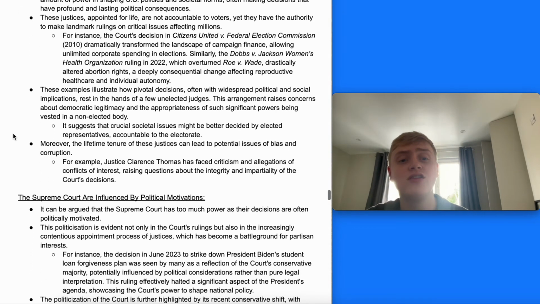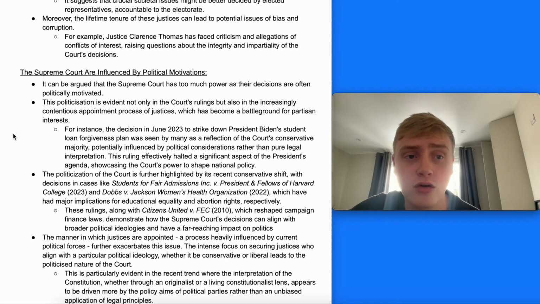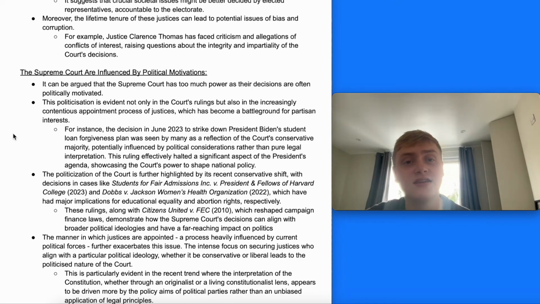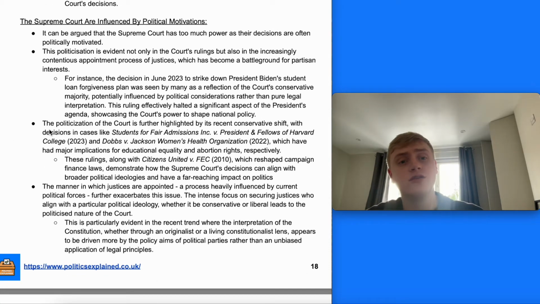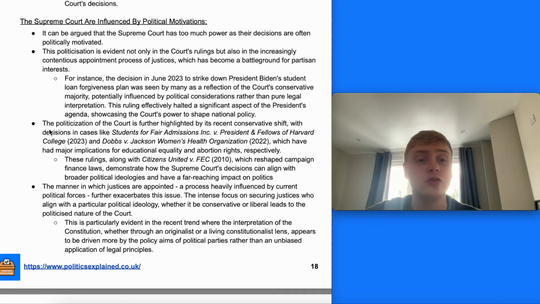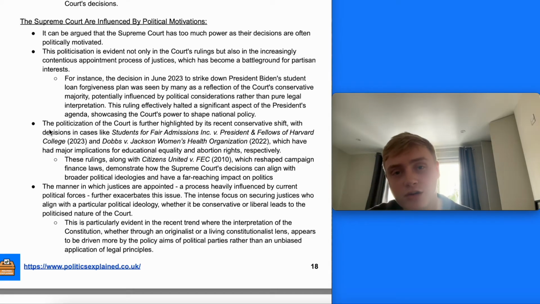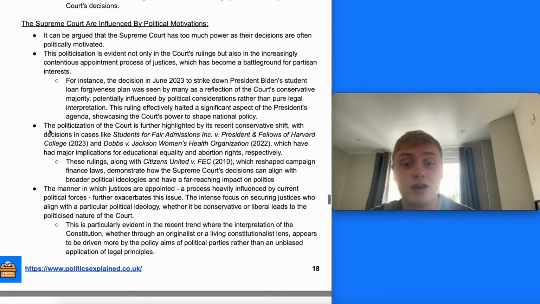Moreover, the lifetime tenure of these justices can lead to potential issues of bias and corruption. For example, Justice Thomas has faced significant criticism and allegations of conflicts of interest, raising questions about the integrity and impartiality of the court's decisions. And then finally, it can also be argued that the Supreme Court is influenced by political motivations. We've looked at this in loads more detail at the start of the video, but you can argue that the court is actually political rather than a judicial institution. Its appointment process is very much influenced by political considerations, and it can be argued that justices are influenced by political considerations when making decisions.